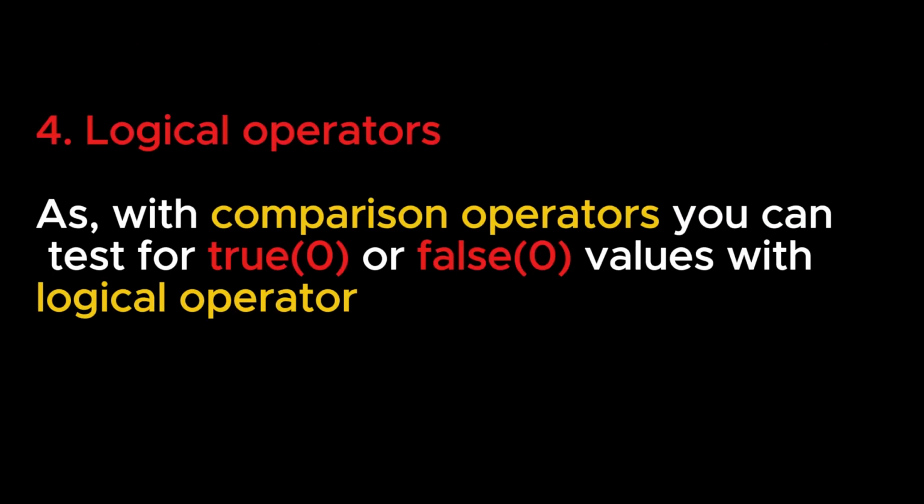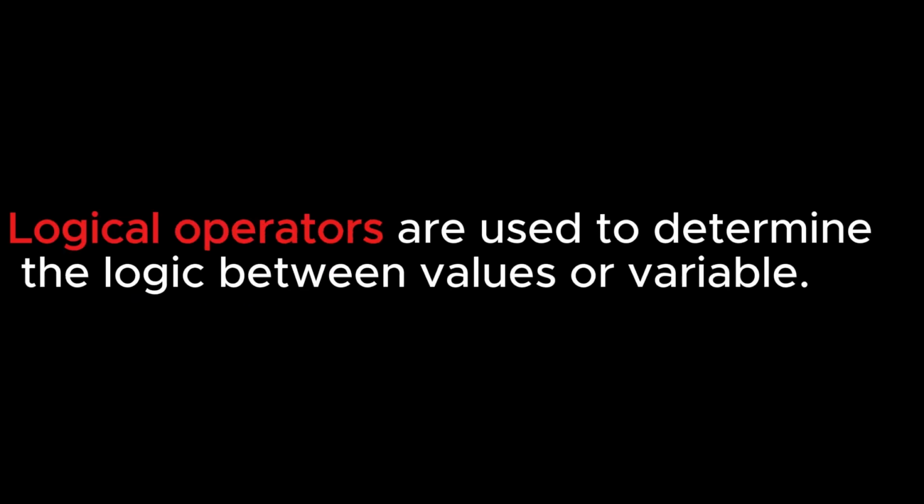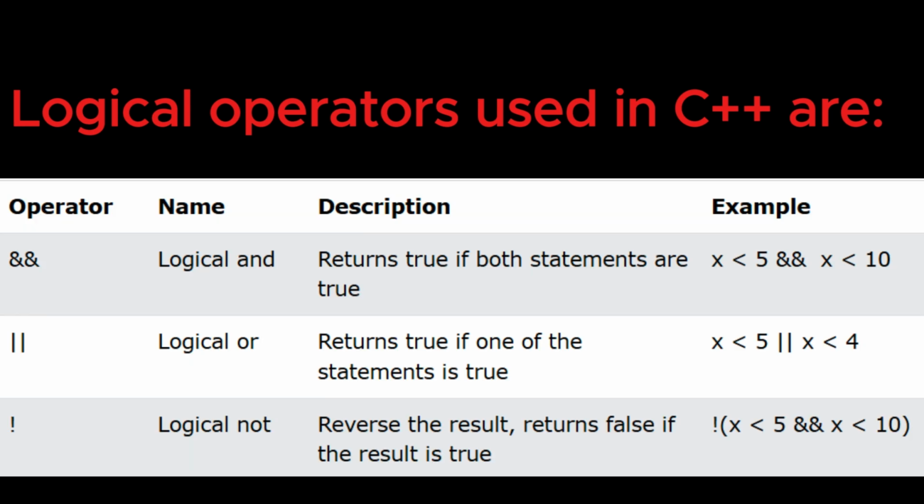The fourth type is logical operators. As with comparison operators, you can also test for true or false values with logical operators. Logical operators are used to determine the logic between variables or values. The logical operators used in C++ are logical and, which returns true if both statements are true. For example, x less than 5 and x less than 10. That is true.